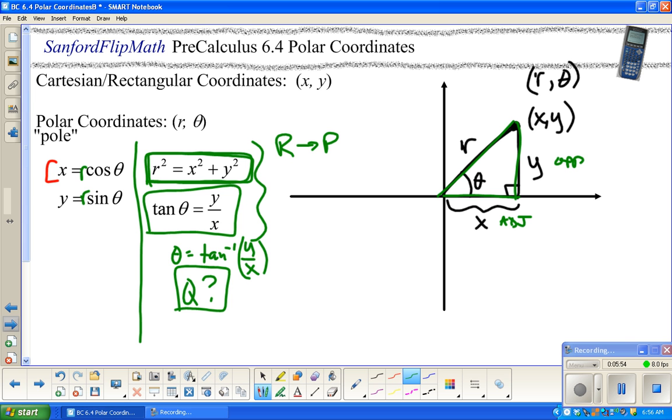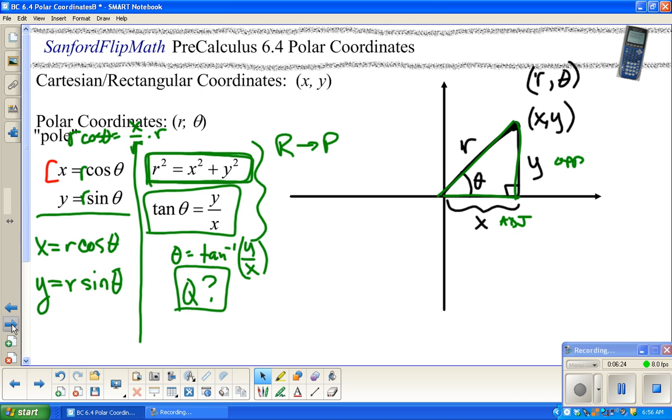Going the other way, you know that cosine theta equals x over r. To get x itself, we multiply both sides by r. So let me correct this: x equals r cosine theta. In the same way, y equals r sine theta, because sine is opposite over hypotenuse. All right, so this is for going back and forth.